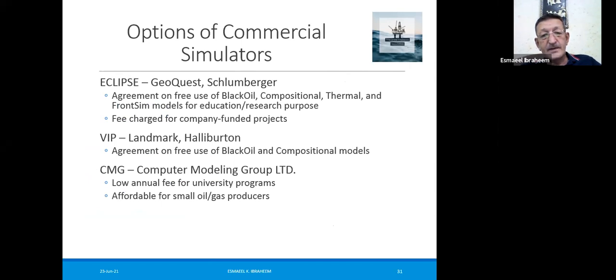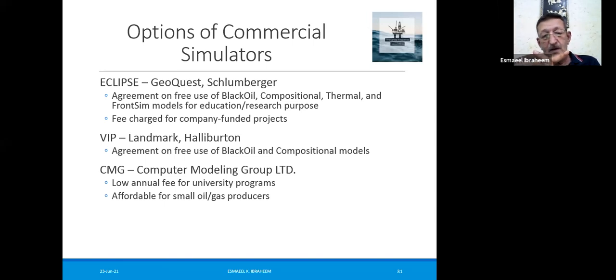Options of commercial simulators. There are several simulators. We have Eclipse, produced by GeoQuest Schlumberger. There is an agreement on free use of black oil, compositional, thermal, and FrontSim models for education and research purposes. So Eclipse contains all these types of simulators: black oil, compositional, thermal, and FrontSim. A fee is charged for company-funded projects.